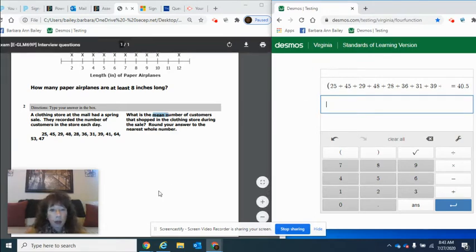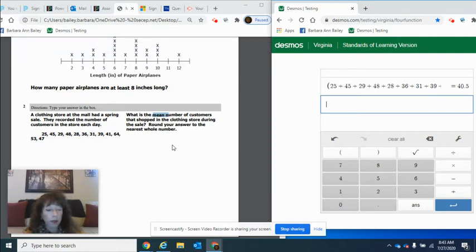And then it says round to the nearest whole number. So that would be another skill. There's a couple of different skills here besides knowing mean and knowing how to use the calculator correctly, then also how to round. So the nearest whole number is going to be 41.